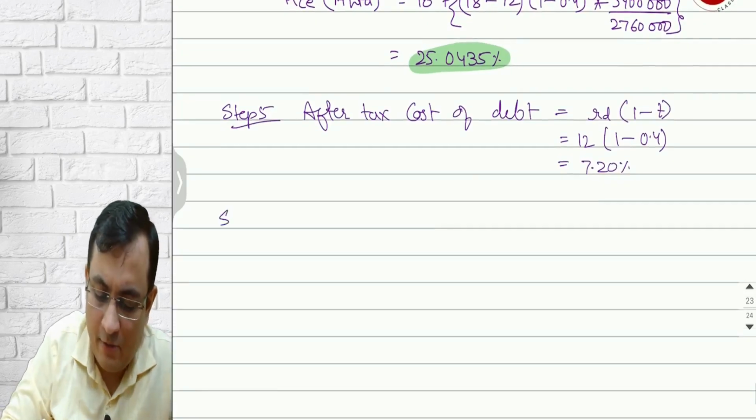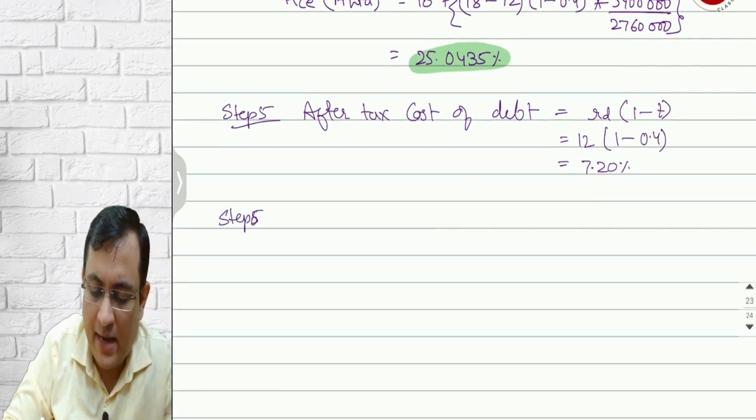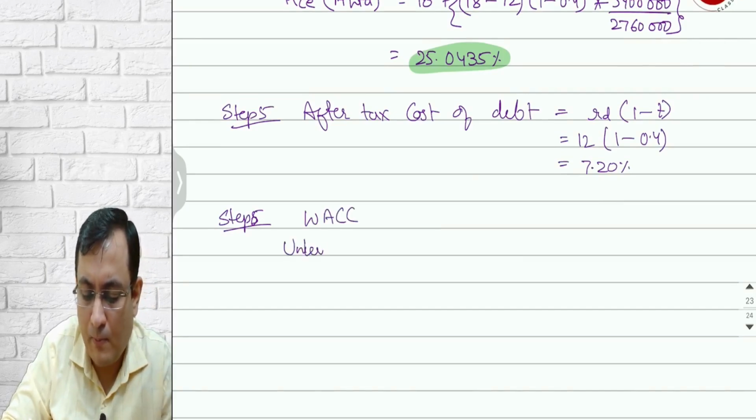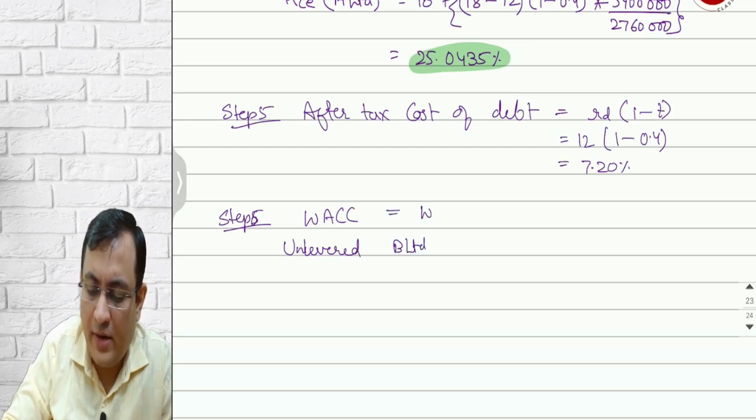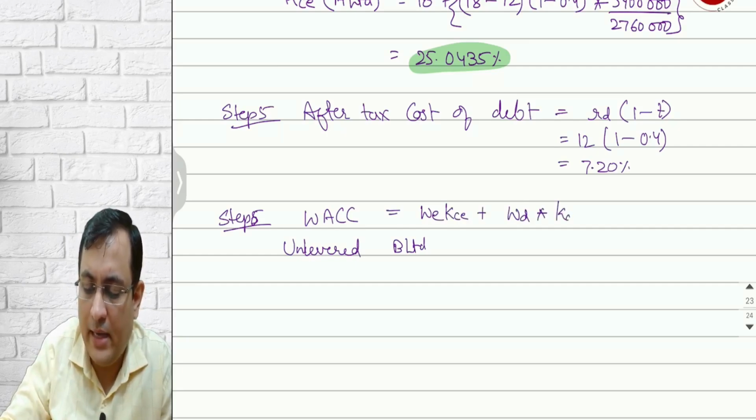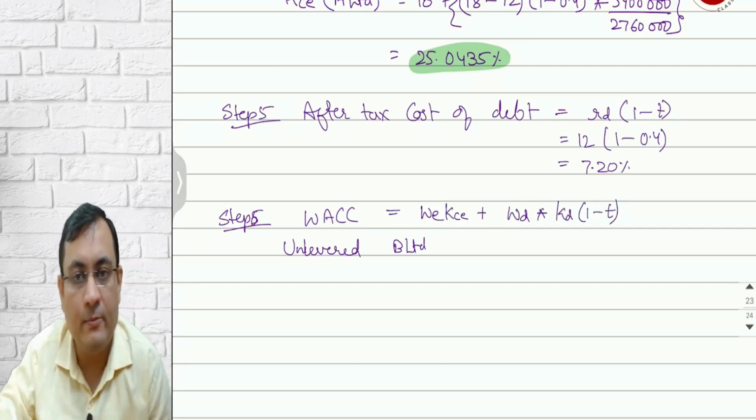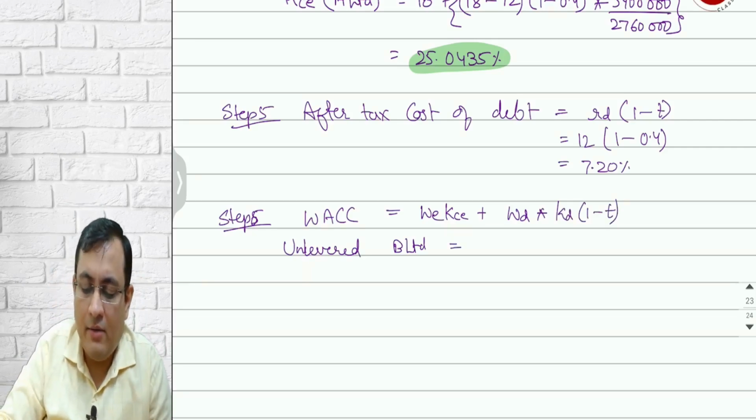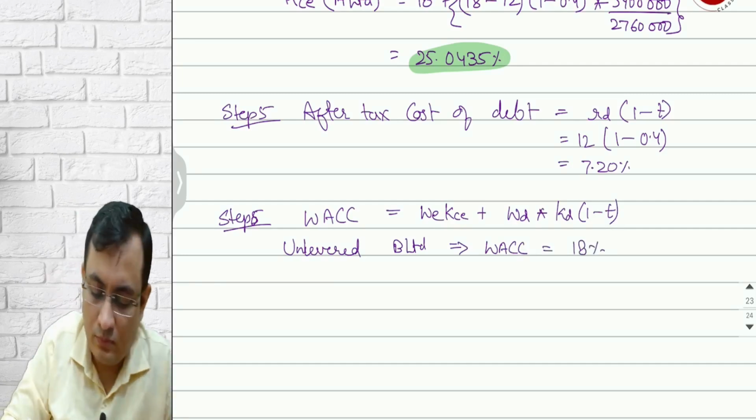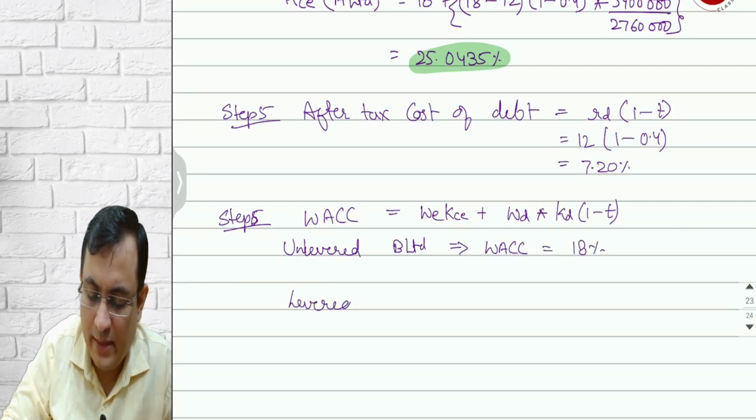Now calculate your WACC for both the firms. First, unlevered, that is B Limited. WACC is equal to weight of equity times cost of equity plus weight of debt times cost of debt, KD multiplied by 1 minus T. In case of unlevered, your WACC is equal to your cost of equity, which is 18%, nothing to do. But for levered, now we have to put in the data.